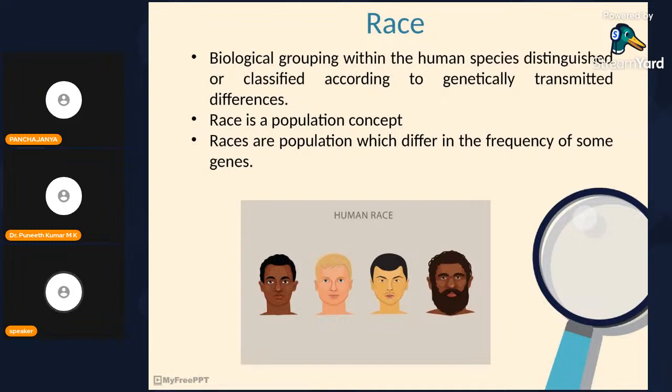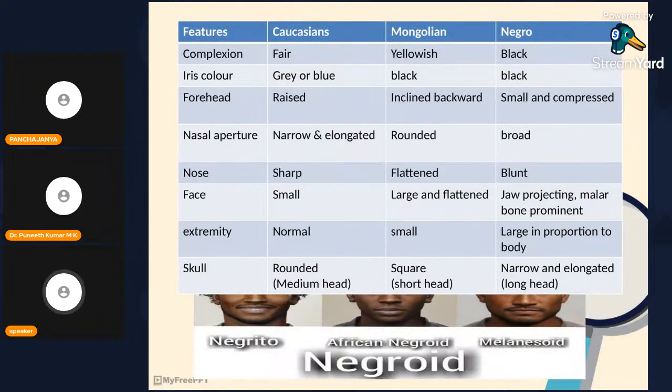There are mainly three races: Caucasoid, Mongoloid, and Negroid. There will be differences between these three races in features like complexion, iris color, forehead, nasal aperture, nose, face, extremities, and skull. These are the features by which we can identify the person based on their race and differentiate which race he belongs to. Based on complexion, Caucasians will be fair, Mongoloids a bit yellowish, and Negroes blackish.